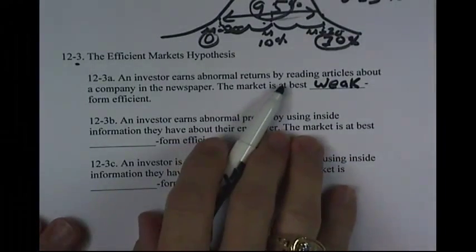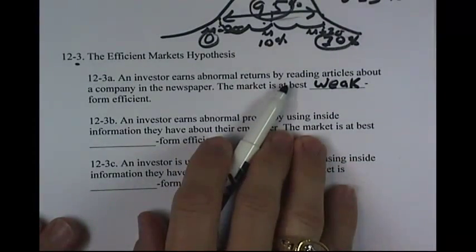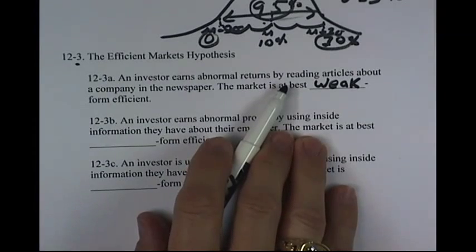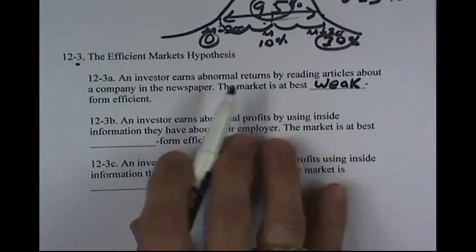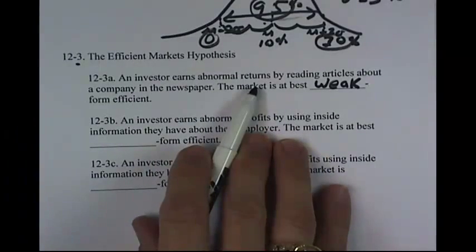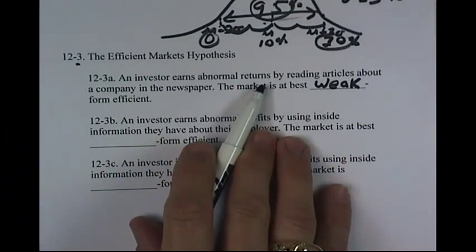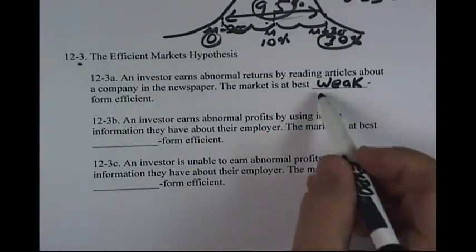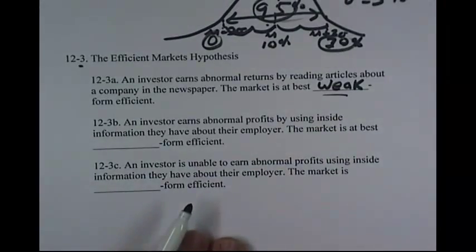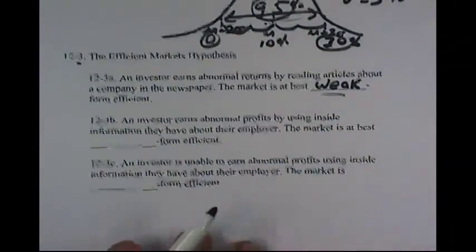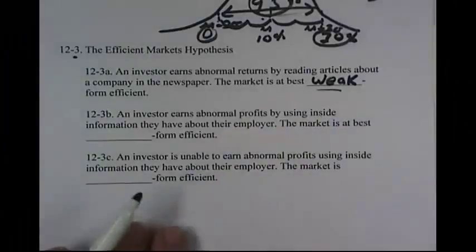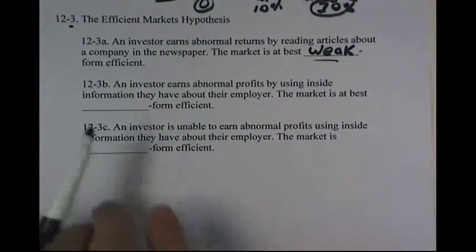Now, we don't believe that you can just read newspaper articles about a company and go outperform the market. So we do believe the market is semi-strong form efficient. If you could outperform the market by reading public newspapers, it would not be semi-strong form efficient. At best, it would be weak form efficient. Again, we believe it is stronger than that, but in this scenario, at most, it would be weak form efficient.